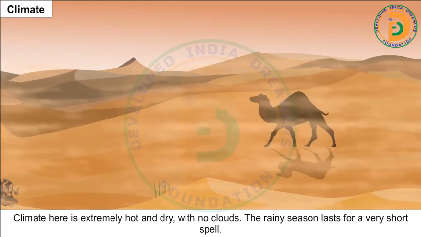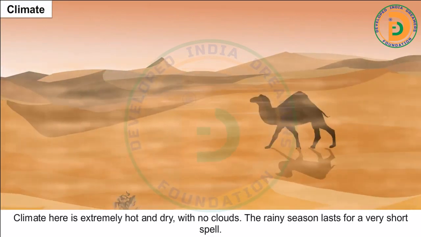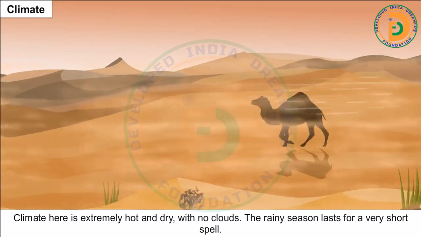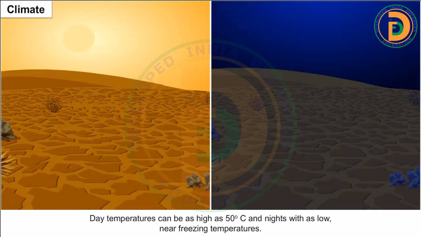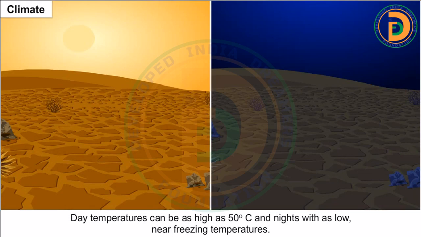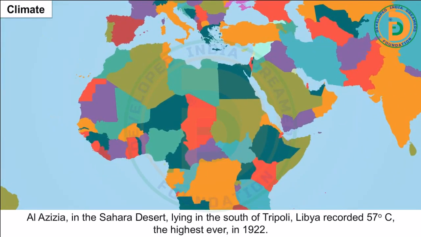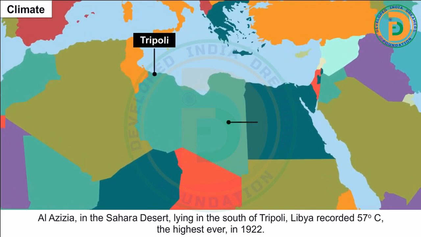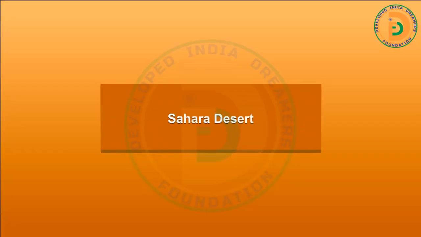Climate. Climate here is extremely hot and dry, with no clouds. The rainy season lasts for a very short spell. Days' temperatures can be as high as 50 degrees Celsius and nights as low as near freezing temperatures. Al-Azizi in the Sahara Desert, lying in the south of Tripoli, Libya, recorded 57 degrees Celsius, the highest ever, in 1922.